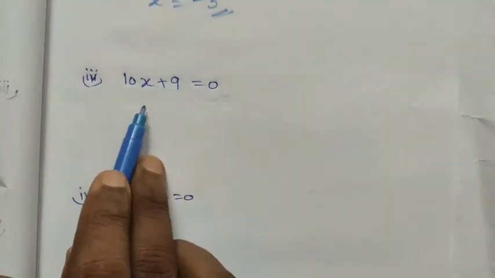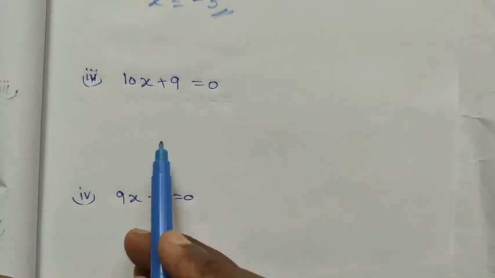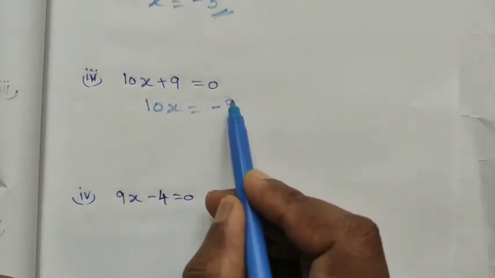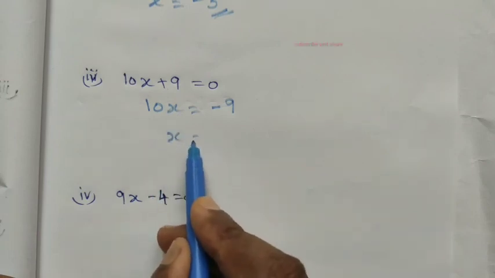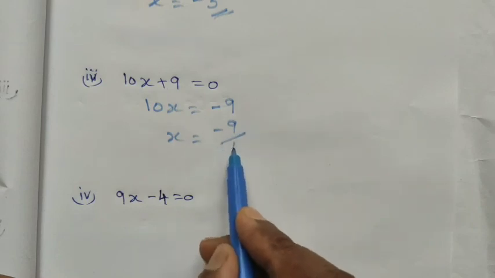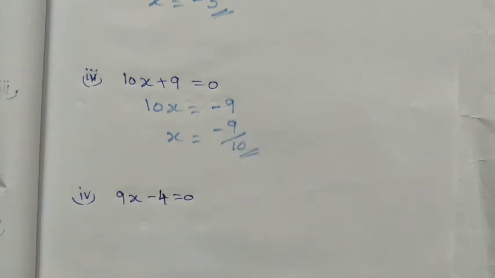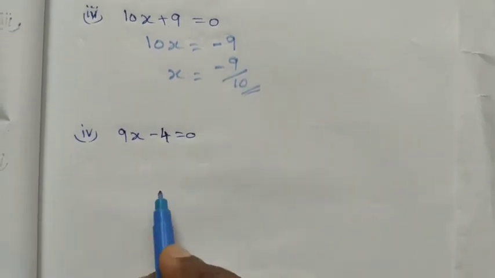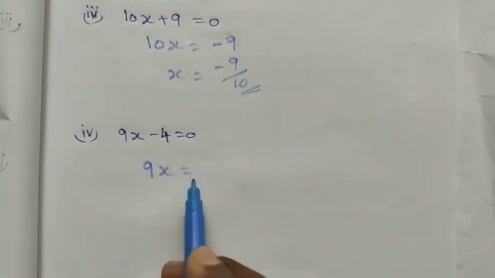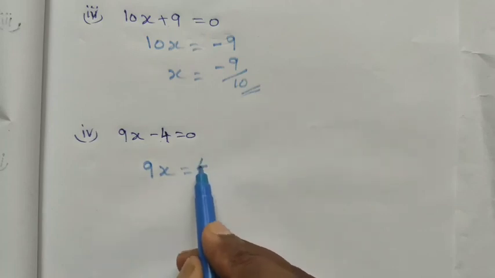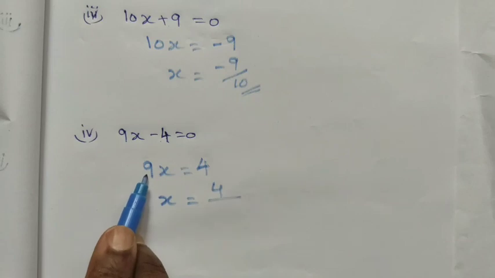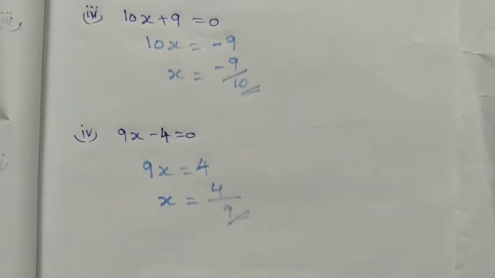10x plus 9 equal to 0. Here we want to find the value of x, the root of the equation. 10x is equal to, I take this plus 9 to the other side, we get minus 9. Then x is equal to minus 9, taking this 10 to the other side means it will be divided, so minus 9 by 10 is the root of the equation. Next one, 9x minus 4 equal to 0. We want to find the value of x. x is equal to, I take minus 4 to the other side, we get plus 4. Then x is equal to 4 divided by 9, which is the root of this equation.